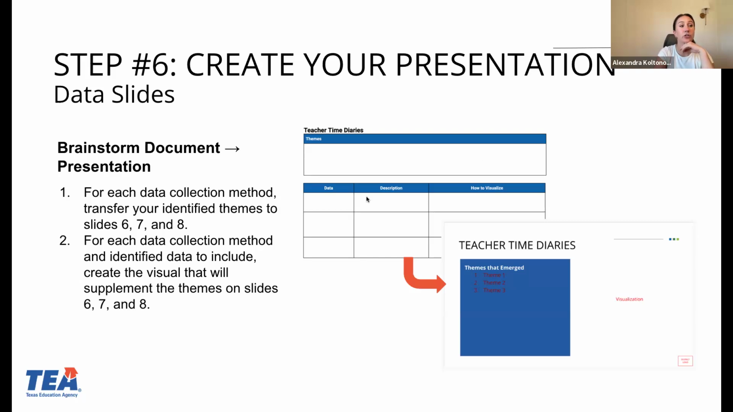Once you've narrowed it down to those 3 themes, you'll just copy those over into your slide. Remember, that'll be the narrative piece of this data story in the slide. Next, you will identify the data that you said you were going to visualize and how you were going to visualize it. And then you'll put that visualization right here.